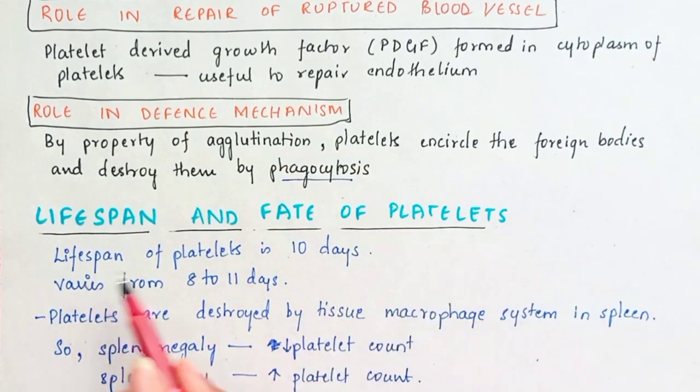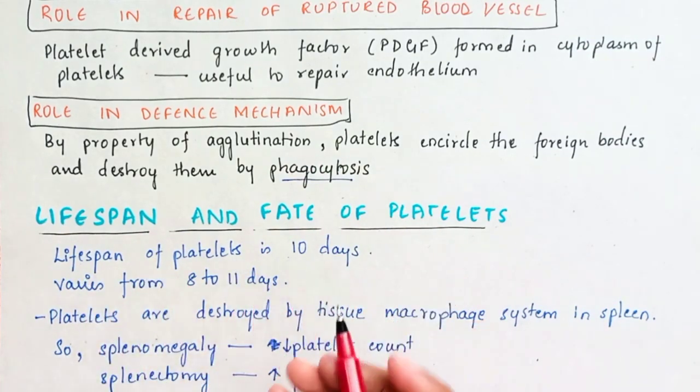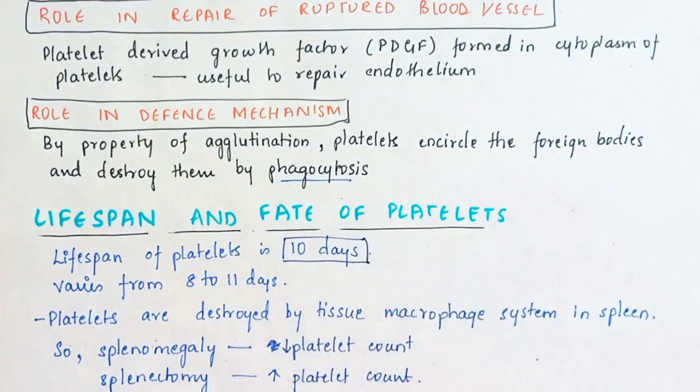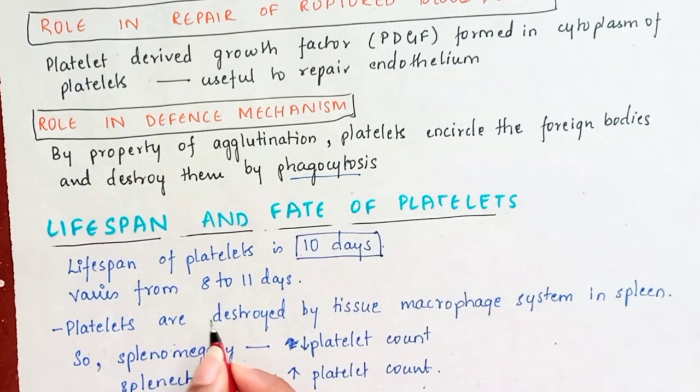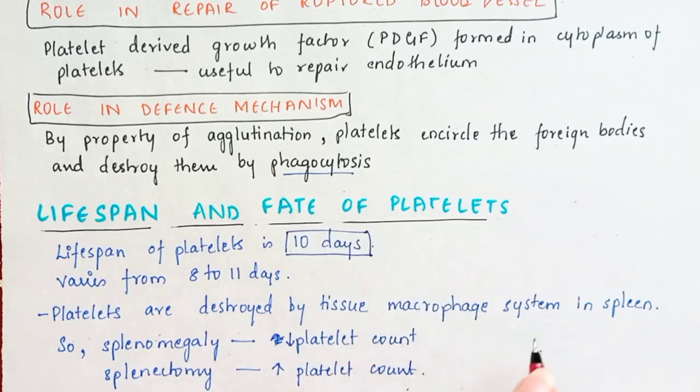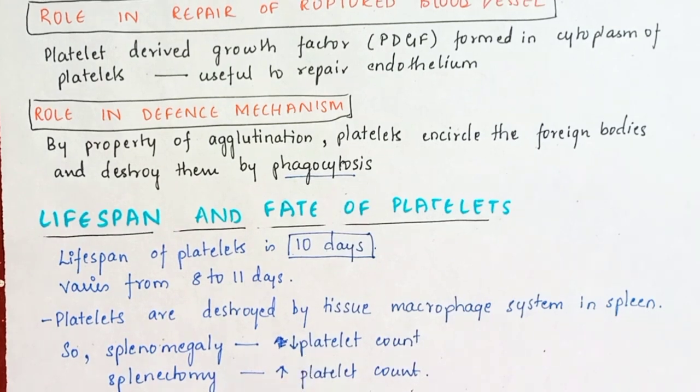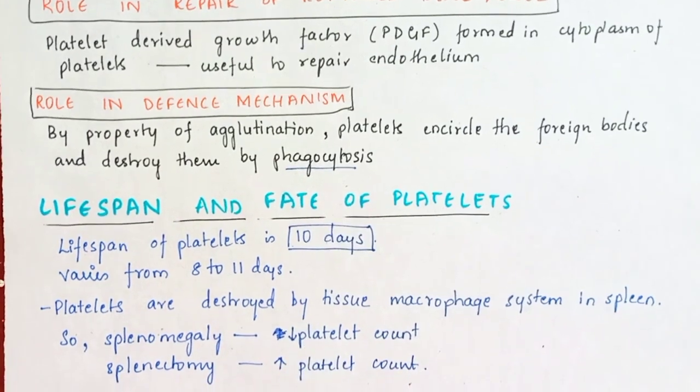Lifespan and fate of platelets. Lifespan is 10 days. It can vary from 8 to 11 days. Platelets are destroyed by the tissue macrophage system in the spleen. Remember this, because whenever there is splenomegaly, platelet count decreases, and whenever there is splenectomy, there is an increase in the platelet count.